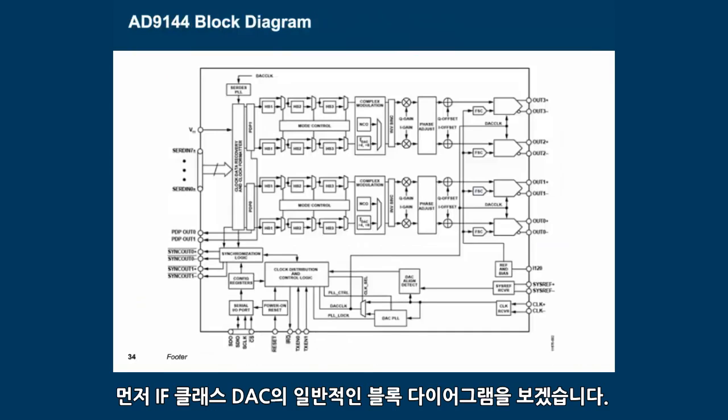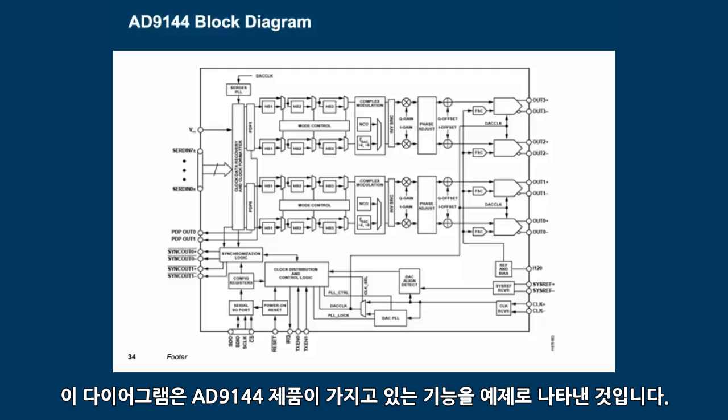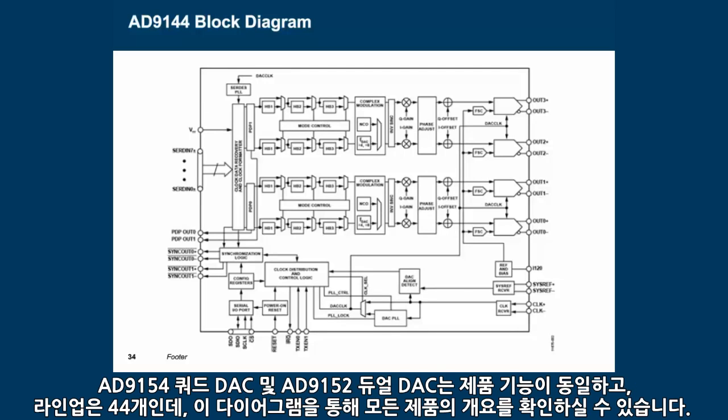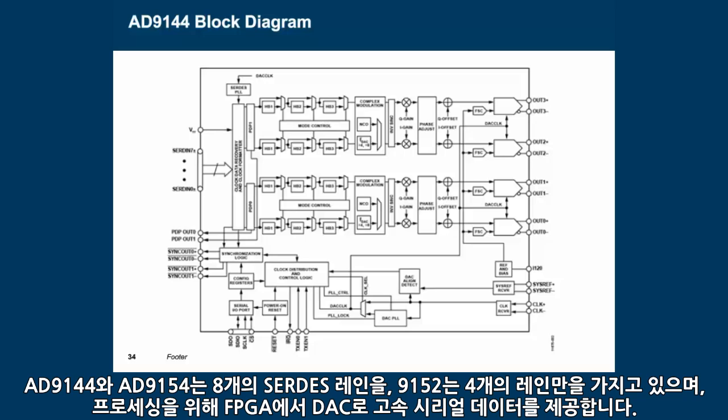First, for some context on a general block diagram of these IF-class DACs, this diagram shows the 809144 product features as an example. The 809154 quad DAC and 809152 dual DAC have relatively identical product features and lineups to the 44, so this diagram can serve as an overview for all these products. The 809144 and the 809154 have 8 SerDes lanes. The 9152 only has 4 lanes, which provide the high-speed serial data from the FPGA to the DAC for processing.